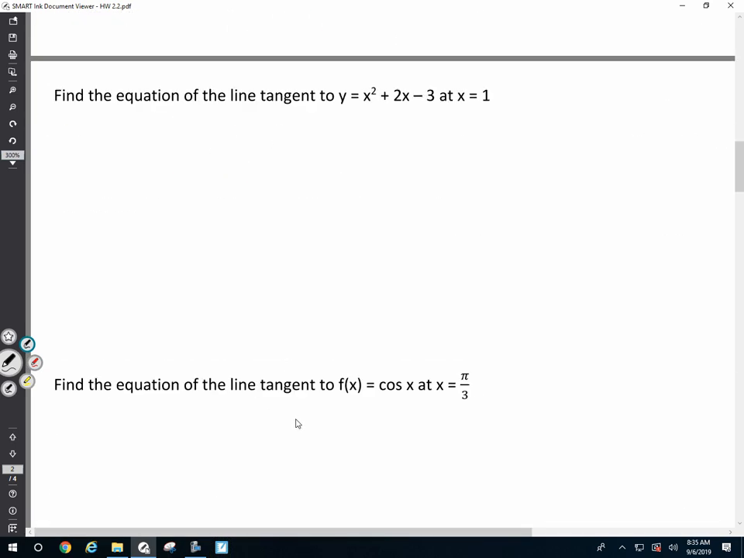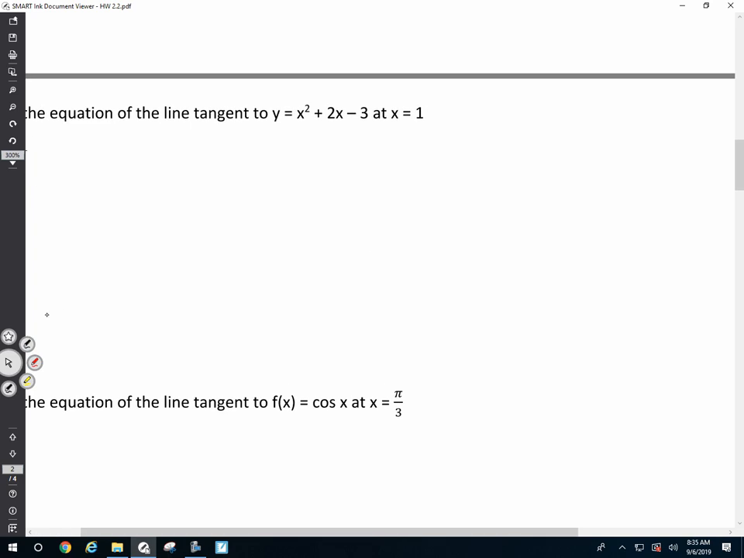Find the equation of the tangent line to this. Remember, for tangent lines, I need a point and a slope. Think about the visual. You got some sort of x squared graph. It looks something like that. We have a tangent line at 1. Maybe it's positive, maybe it's negative, I don't know. The point comes from the function. The slope comes from the tangent slope at 1.